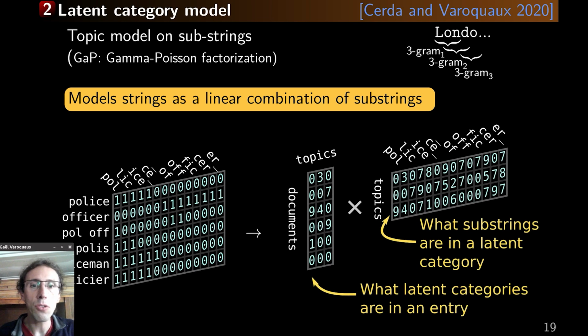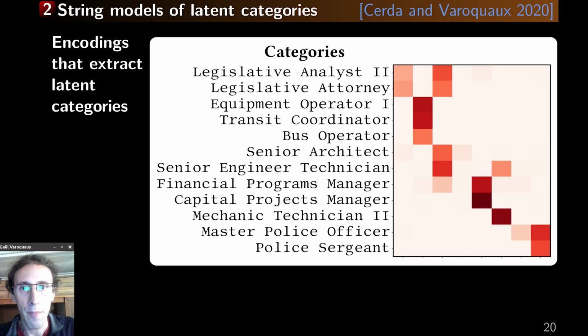And then we're going to do matrix decomposition, which is a common topic modeling technique, and represent this matrix as a vector of latent categories that are present in each entry, and a set of vectors of substrings that are in a given latent category. So this vector describes what our latent category is.